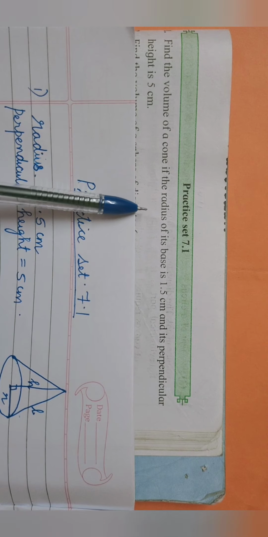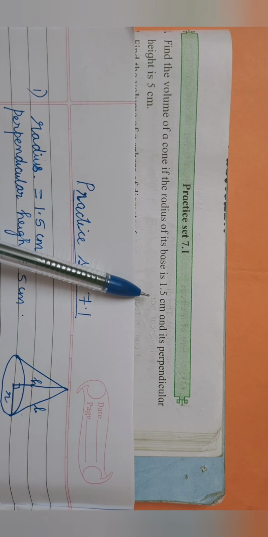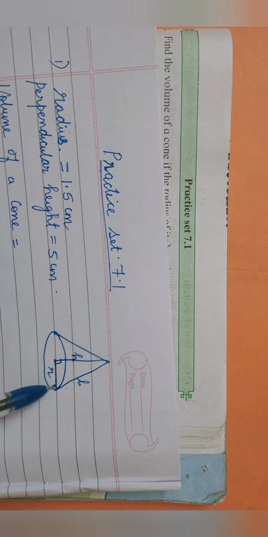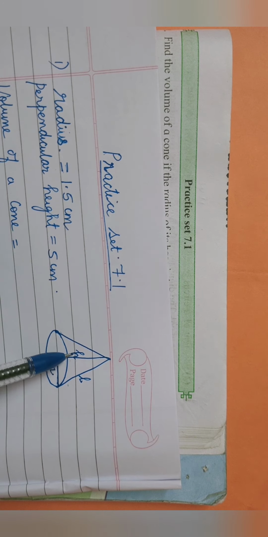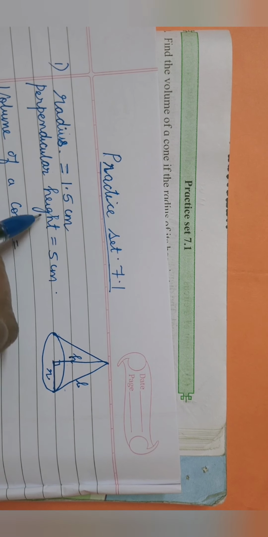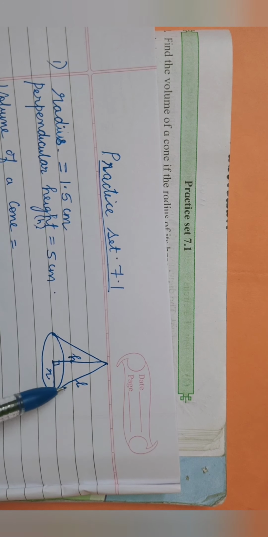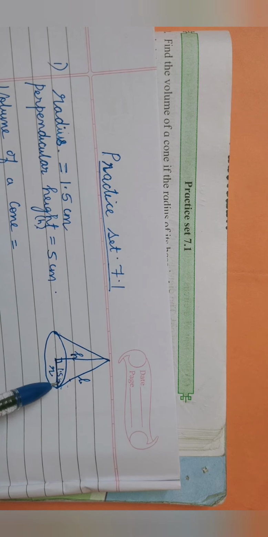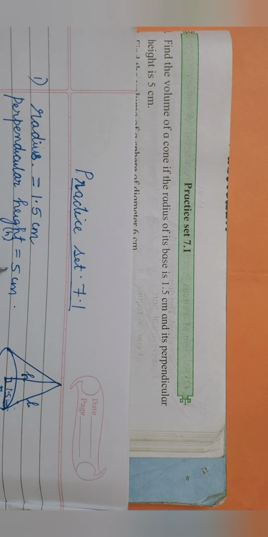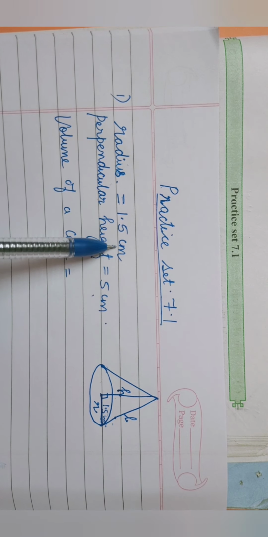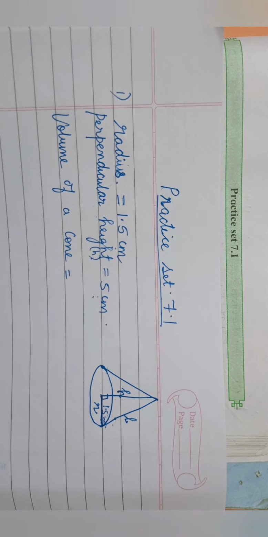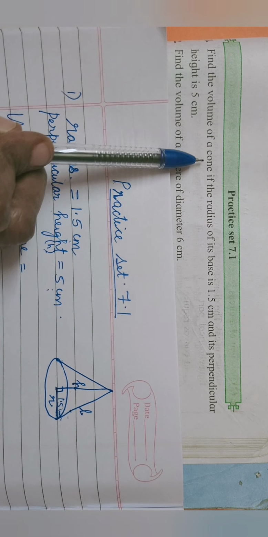Find the volume of a cone. The question is given: find the volume of a cone if the radius of its base is 1.5 centimeter. That means we have drawn a cone here. This is said to be the radius and this is said to be the perpendicular height, which is always h, and this is said to be the slant height. They said that the radius is 1.5 centimeter and the perpendicular height is 5 centimeter. So we have written here radius is 1.5 centimeter, perpendicular height is 5 centimeter. Now we are asked to find the volume of the cone.